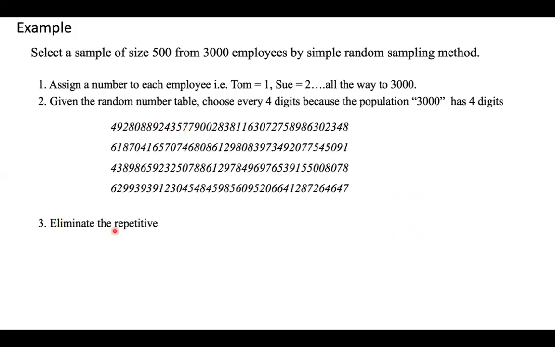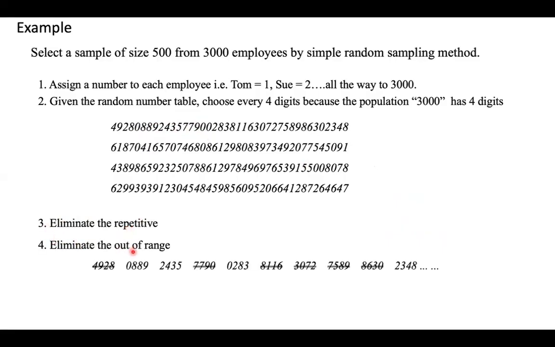We need to eliminate the repetition, and we need to eliminate the out of range. So for example, 4928 is out of range because we only have up to 3,000. So we discard this. 0889 is within the range. It's from 0 to 3,000. So it's all good. 2435, we keep it because it is between 0 to 3,000. Once again, 7790, that is out of range. That is way beyond 3,000. So we discard. We don't want it. So we go on and on.